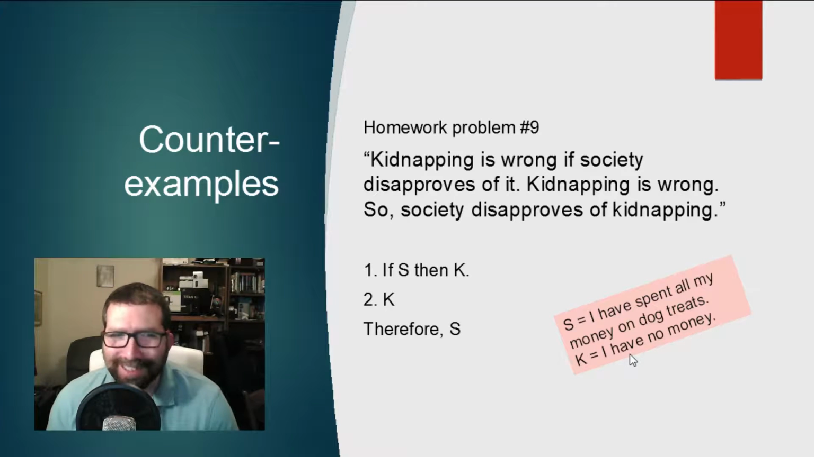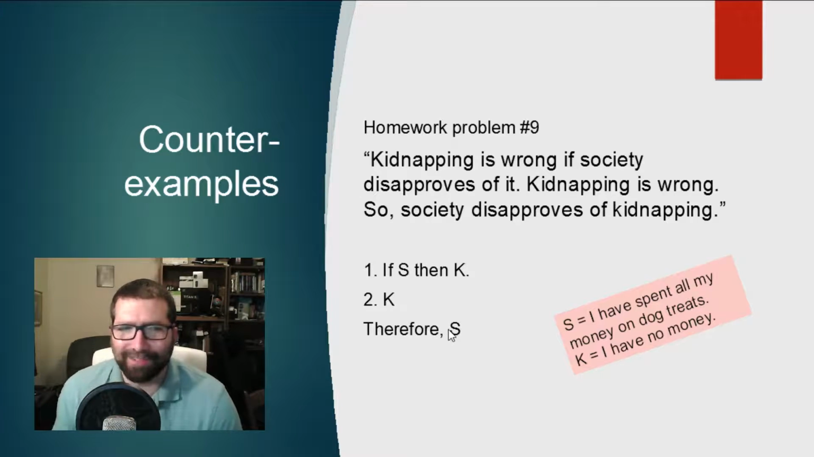That's also true. Well, technically, I think with a mortgage and everything else, I'm still in the negative numbers on that. But yeah, so I have no money. So therefore, I spent all my money on dog treats. That's false. I did not spend all my money, I don't even have a dog, right?